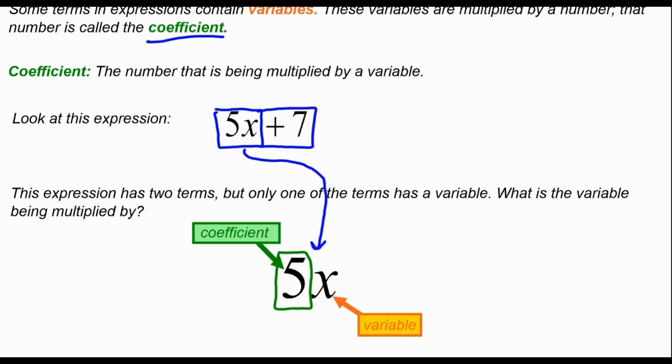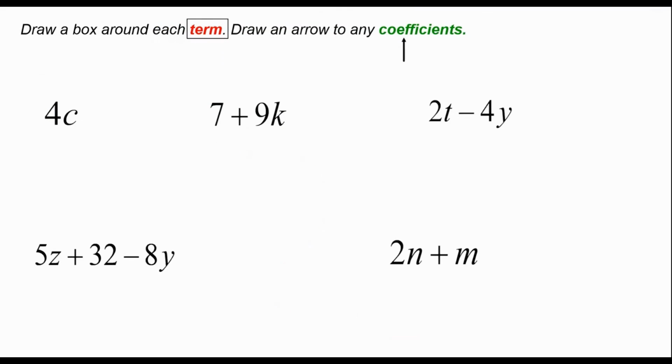So whenever a variable is multiplied by a number, that number is called the coefficient. Now we're going to build on what we've learned about terms and coefficients here. We want to draw a box around each term again, but then I want to draw an arrow to any coefficients in the expression. So first I'm going to put my boxes around my terms here.